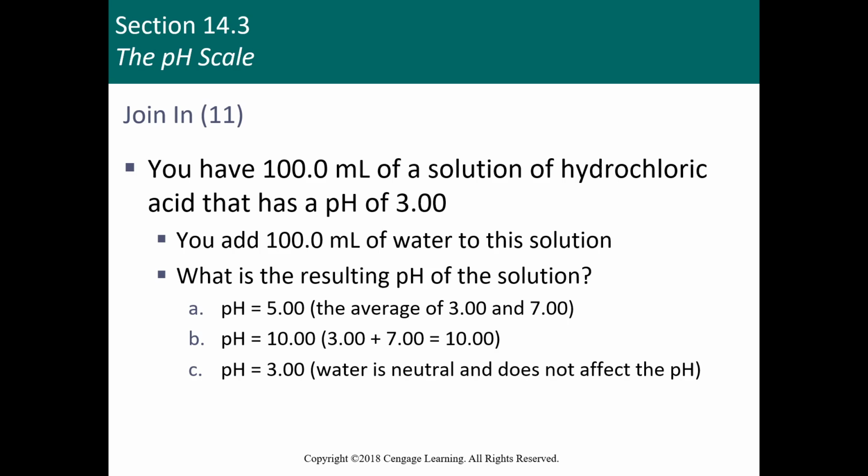You have 100 milliliters of a solution of hydrochloric acid that has a pH of 3. You add 100 milliliters of water to this solution. So what is the resulting pH of this solution?